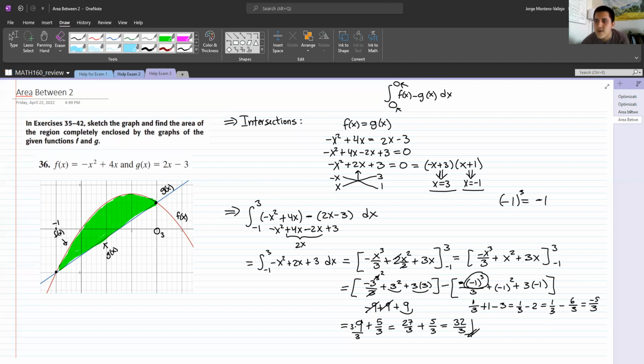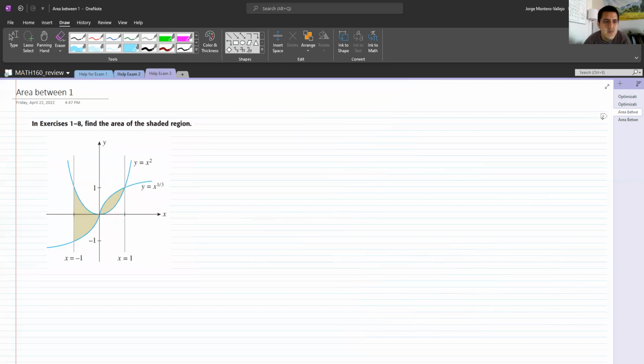Let's set up the other one. Okay, I don't want to spend too much time on this one. In this problem, we were not given the functions explicitly like in the previous one. They are still given on the image though, but they gave you instead an image. And they shaded some regions, and then they said, find the area of this shaded region.